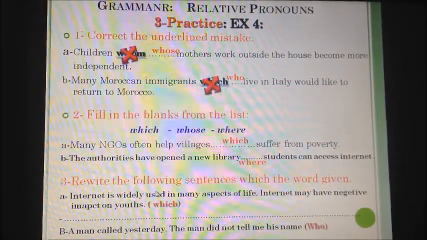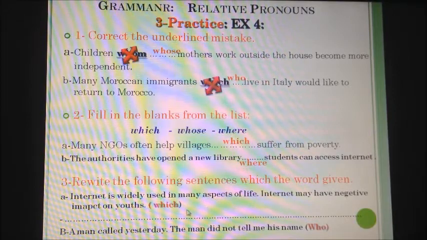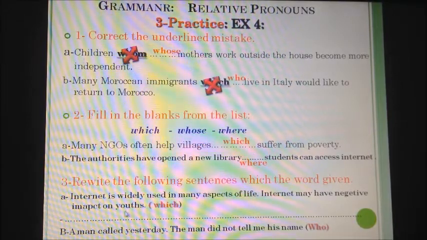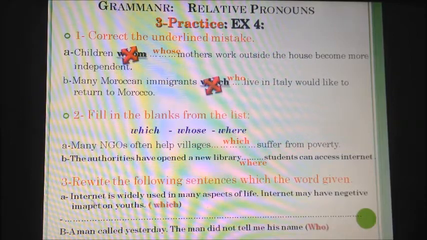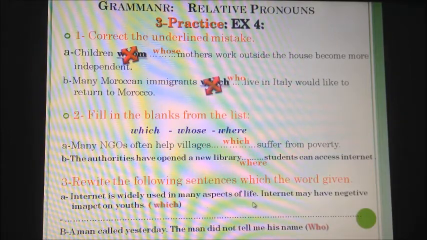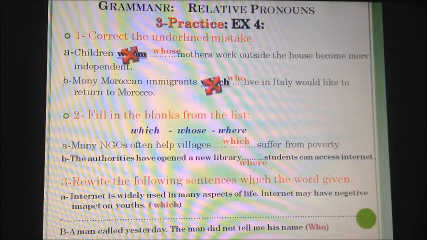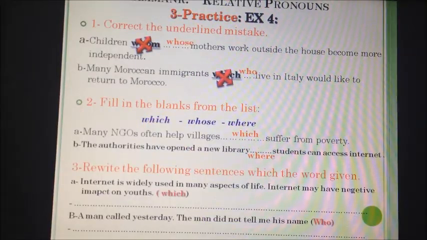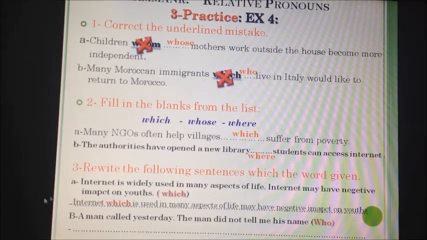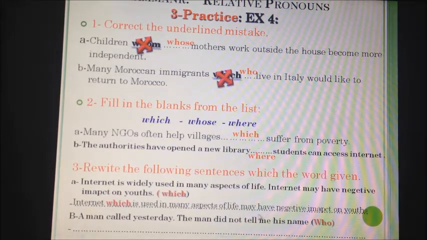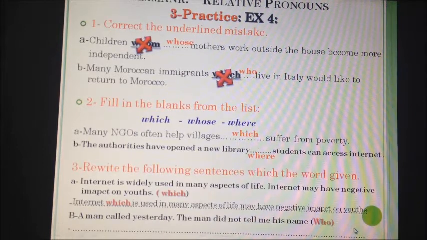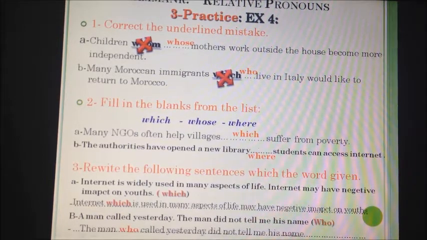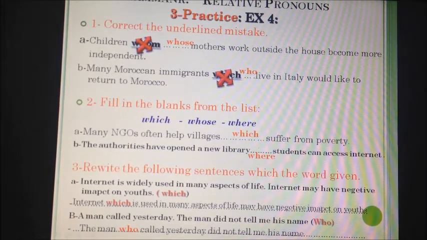The last type of exercise is when you have two pairs of sentences and you need to rewrite them using the word given. So the first one, internet is widely used in many aspects of life. Internet may have negative impact on youth. So you notice there is a repetition of internet. Use which. So here is the correction. Internet, which is used in many aspects of life, may have negative impact on youths. Second one, the man who called yesterday did not tell me his name. So basically, this is the type of exercises you would expect in the baccalaureate exam.